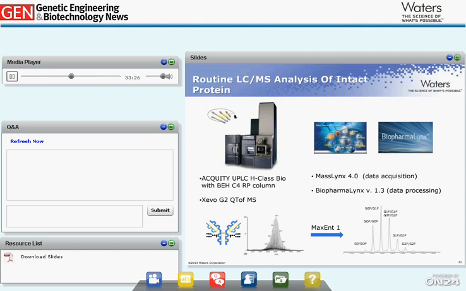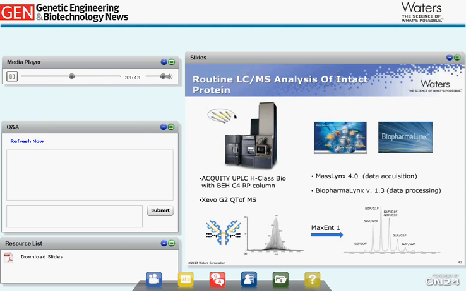Here at the bottom is an example of how the raw spectrum with charge envelope and the deconvoluted spectrum look like. So the deconvoluted mass shows a glycan distribution within, in this case, a monoclonal antibody.